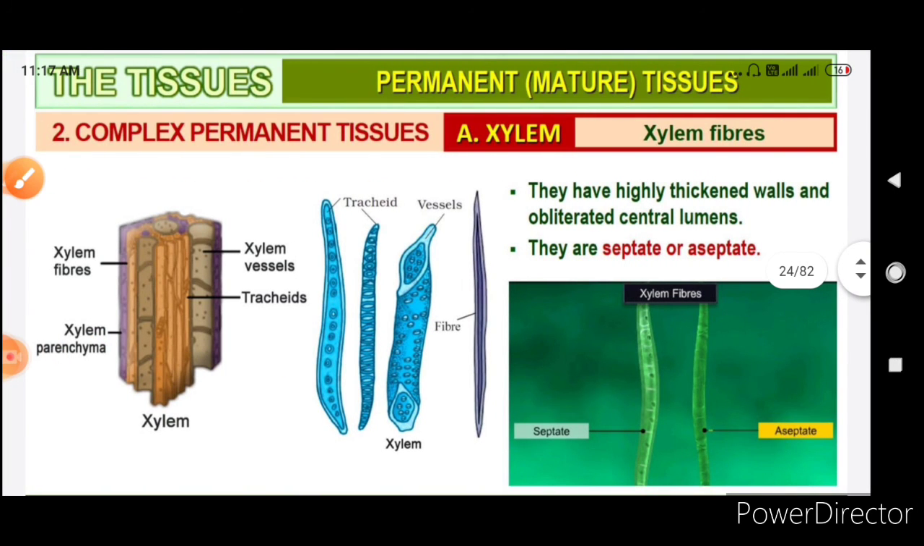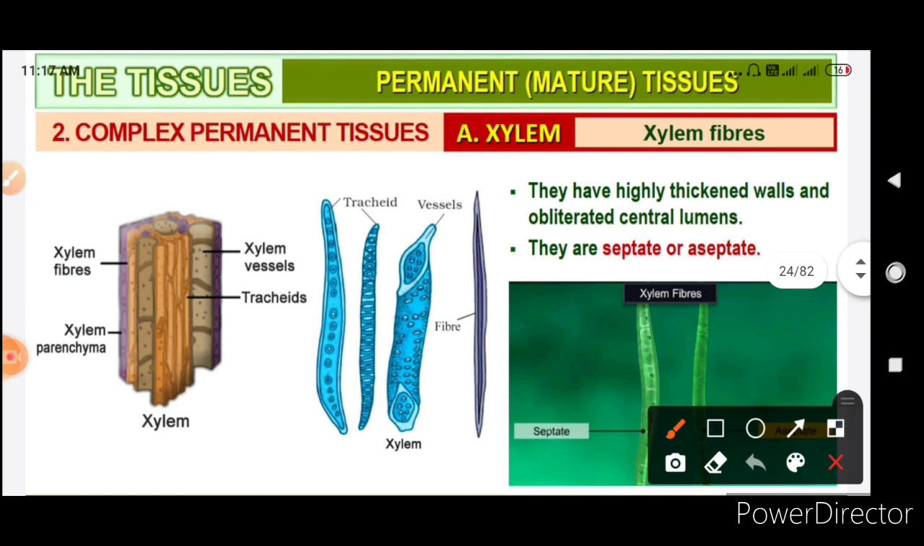Now the xylem fibers. They have highly thickened walls and obliterated central lumens, and they can be septate or aseptate. These are fibers, they will only provide strength. So you can see here in the diagram, these are the fibers, and they have highly thickened walls and nothing there except this thickened lignin present in them.